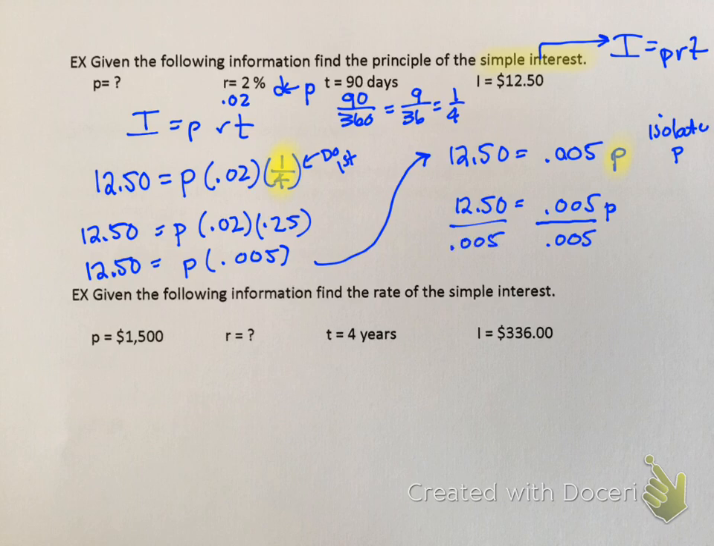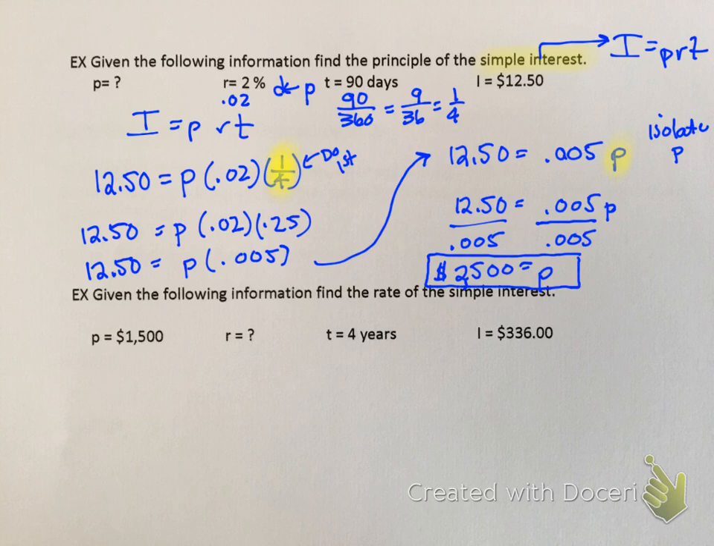And when I do that, I get 12.50 divided by 0.005, which equals 2,500. So 2,500. And 0.005 over 0.005 is 1. So I'm left with just P. So the principal, given these parameters, is 2,500.